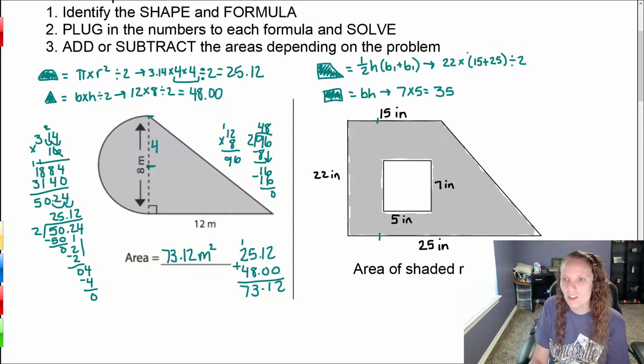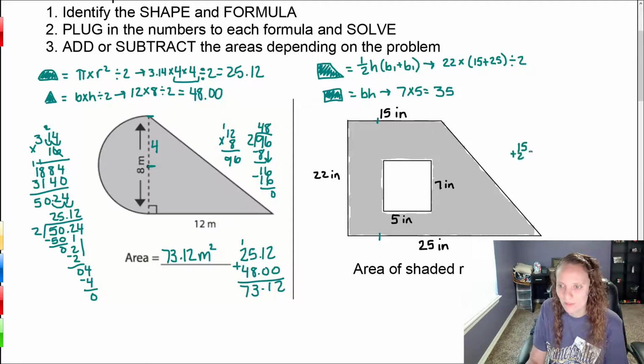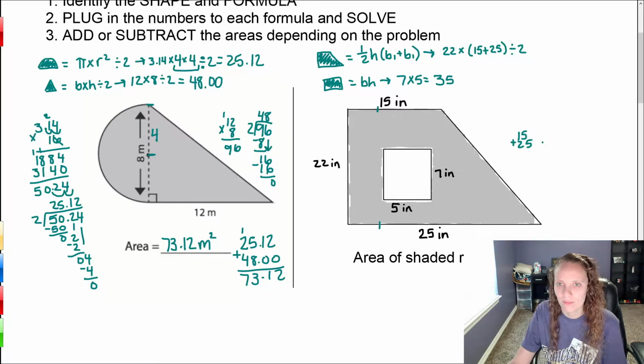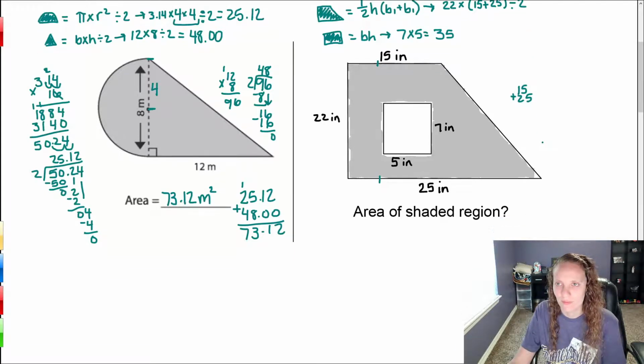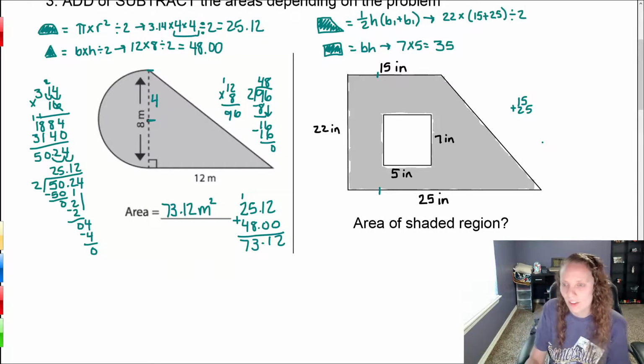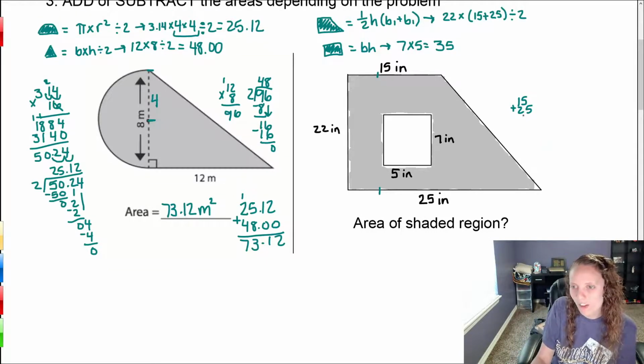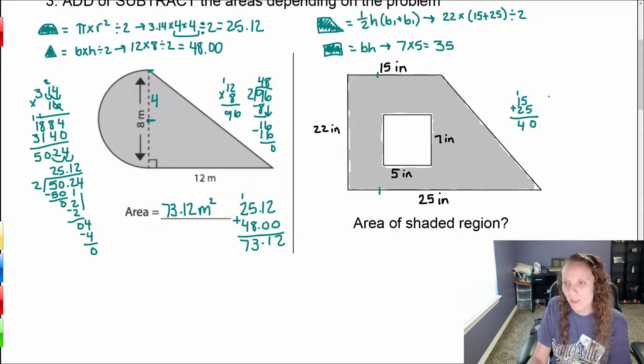And then we need to solve for this trapezoid here. So let's start with inside the parentheses, 15 plus 25 would give us 40. Then we're going to multiply it by the height, 40 times 22.